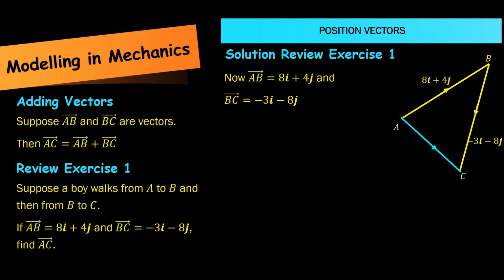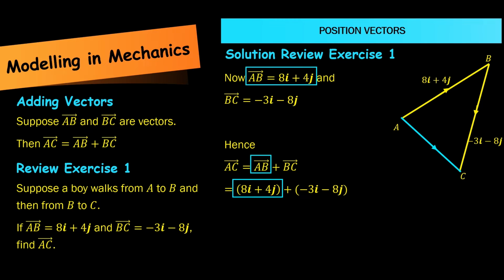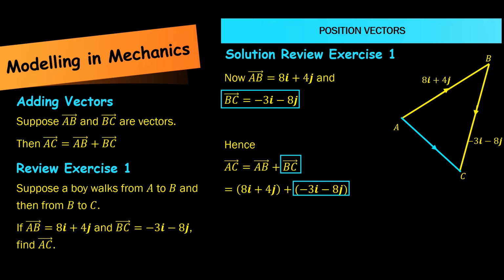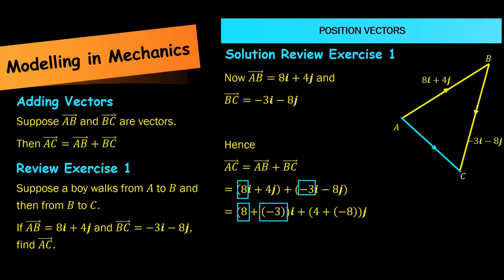So here's a little sketch of what we have. And since we have that AC equals AB plus BC, we simply add the vectors. Here's AB and here's BC. We group the i's together and the j's together to give us 5i minus 4j.